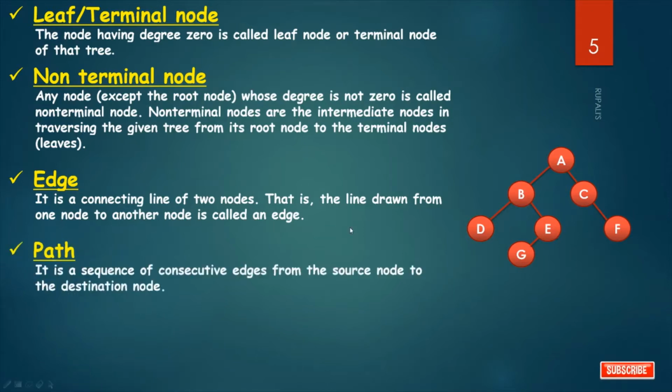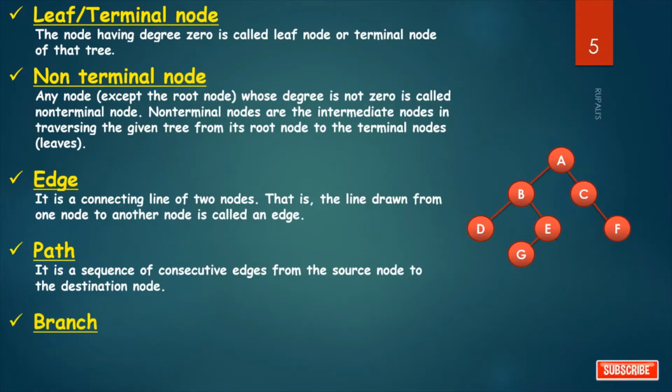Path. It is a sequence of consecutive edges from the source node to the destination node. So, what is the path? Say the source node is A. Say the destination node is G. So, the path is this edge and this edge. So, the sequence of consecutive edges, these three, A to B, B to E and E to G. The sequence of consecutive edges from source node to the destination node is called path.